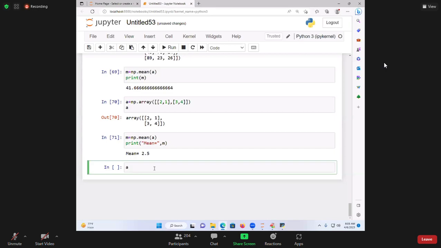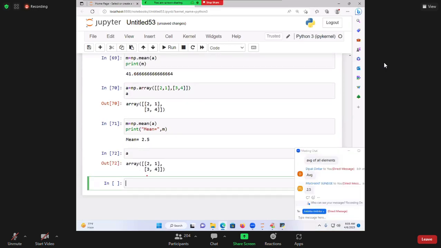Now I want to go for print A. Now row wise mean and column wise mean. Column wise mean I want to find. Row wise mean also I want to find. What is there? Easy. 2 plus 3, 5. 5 by how many columns? In the columns, how many elements? 2 columns, right? 5 by 2 is called 2.5. This is the first one. Next 1 and 4 also. 5 by 2 is also called 2.5.